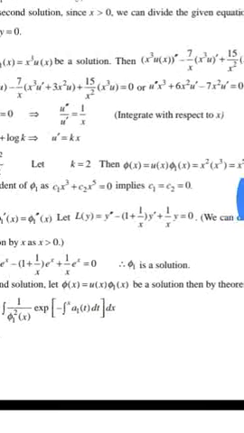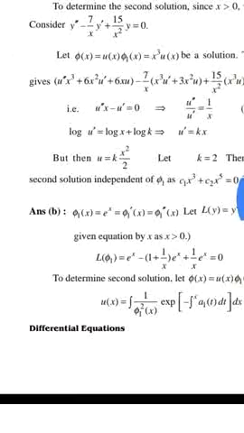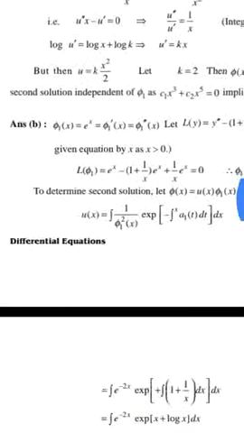Therefore phi of x equal to u of x phi 1 of x is equal to x square x cube is equal to x raised to 5. This is the second solution independent of phi 1. Therefore c1 x cube plus c2 x raised to 5 is equal to 0 implies that c1 is equal to c2 is equal to 0.